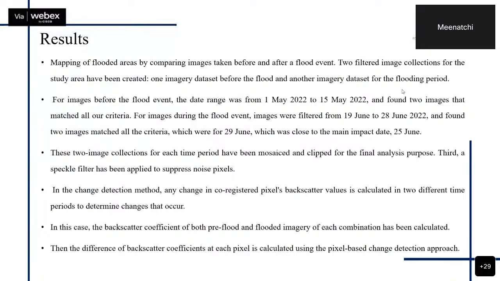So these are the research and discussion for that flood inundation mapping. In this method, for the images before the flood event, we have considered 1 May to 15 May 2022, and we have found 2 images that match the criteria, and we have applied many image processing algorithms. Using the change detection methods and the pixel backscattered values of the microwave remote sensing data, we could determine the changes that occurred and how much area has been inundated due to that particular period of floods.